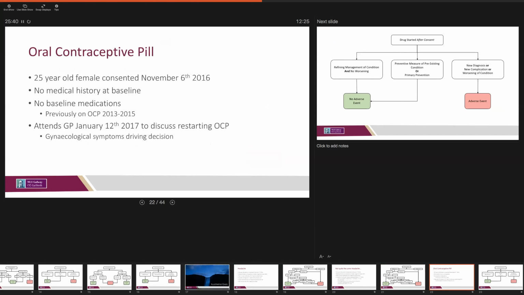Different one, but a common one that people encounter is around the oral contraceptive pill. So you have a 25-year-old lady who's in the study, again, since November 2016. She has no medical history, no medications, was on the contraceptive pill for 2 years before that, and goes to her GP about 2 months after entering the study to discuss restarting her contraceptive pill. Here, the critical question is, why is the person starting the contraceptive pill? So in this case, this woman is having gynecological symptoms and she wants to go back on the contraceptive pill to try and get those under control.